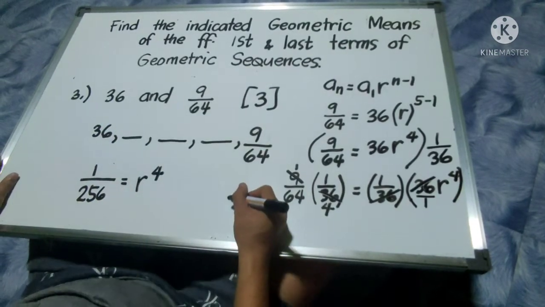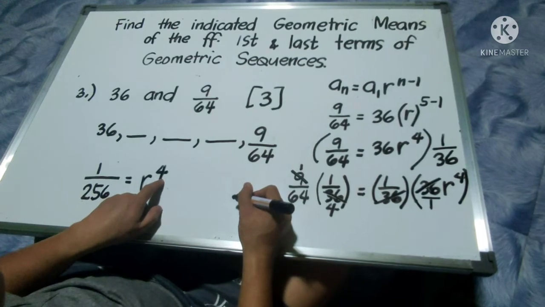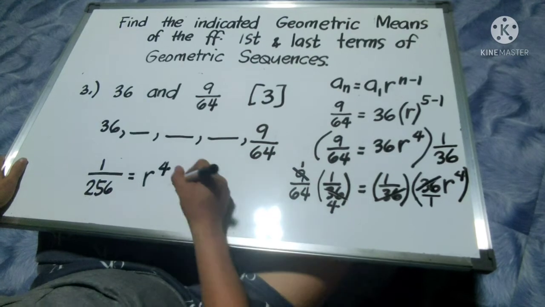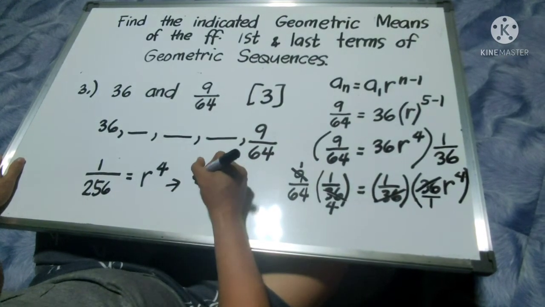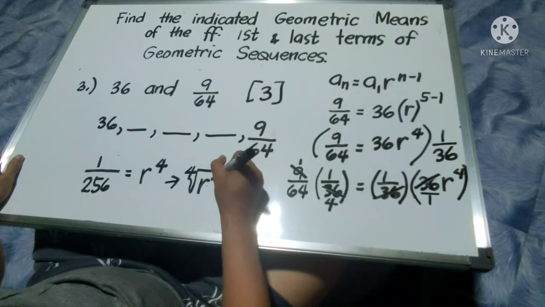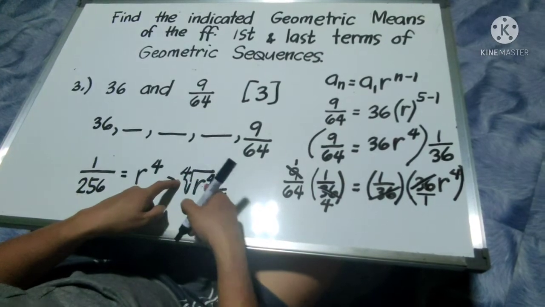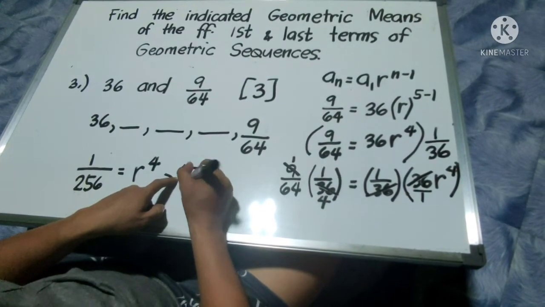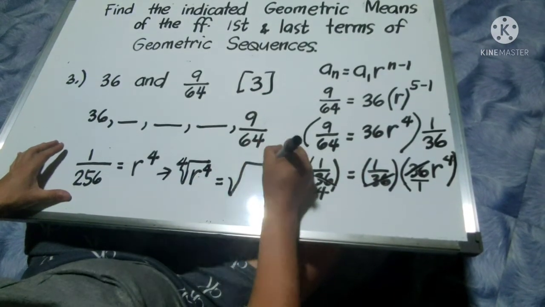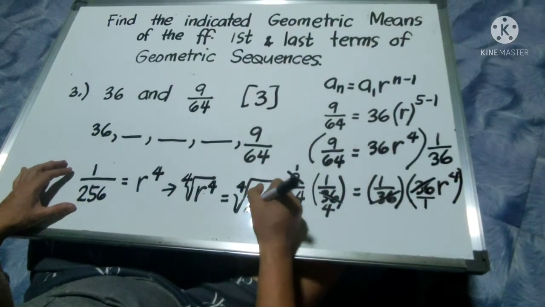Okay, now, we want r only, and r has an exponent of 4. So that means we will be getting the fourth root. So, you will be getting the fourth root of r exponent of 4. It's the fourth root, so that the 4 will be cancelled. To remove the exponent of 4, you need to get a fourth root, which is equal to the fourth root also of the other side, 1 over 256.